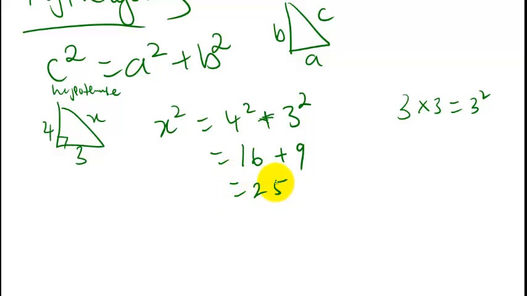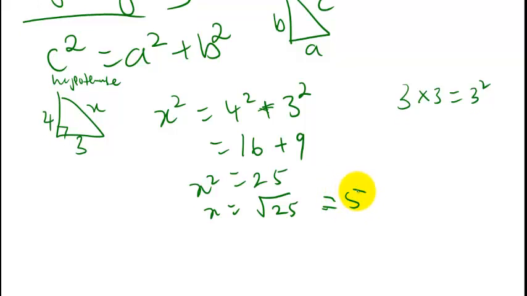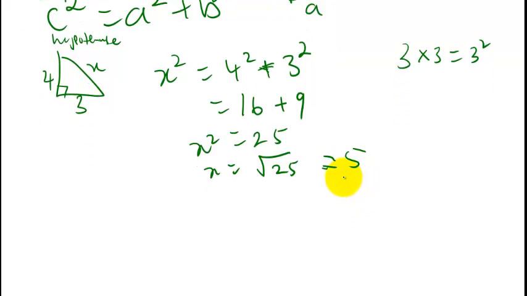That equals 25. I always used to get confused with that. I always used to do 4 times 2. I didn't square it. Your calculator will do it, don't worry. So x squared equals 25, and then how do I get rid of the square here? You root it. The square root of 25 is 5.